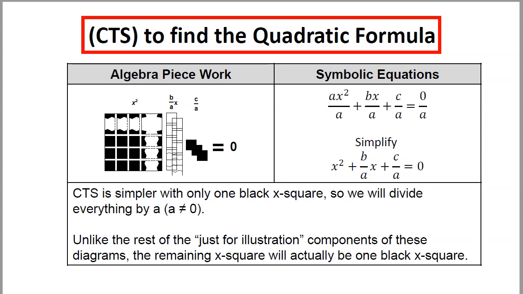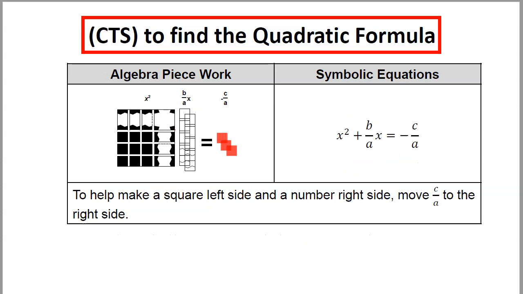Completing the square is simpler with only one black x square. So we'll divide everything by a, which we can do because a is not 0. And unlike all the rest of the representative figures, we really do have just one black x square here. Our symbolic equation, when it's simplified, will then be x squared plus b over a x plus c over a equal to 0. For the algebra pieces, it's easier if we move the c over a to the right side. And we'll do that symbolically as well.